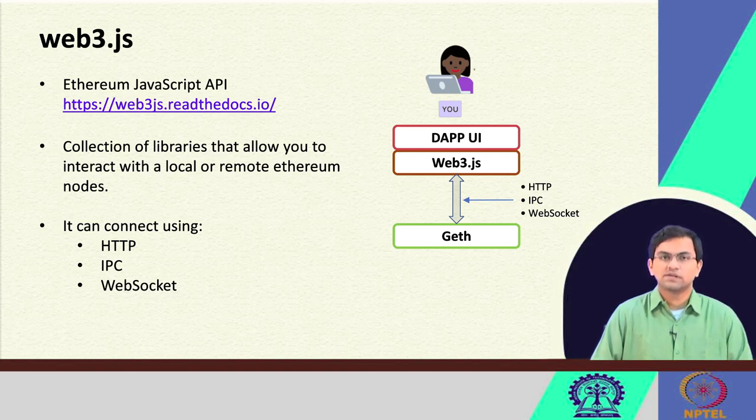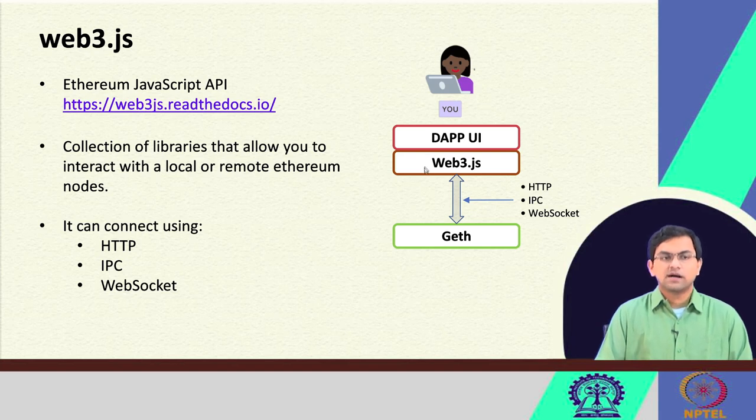Whatever we were doing in the last lectures through POST requests would be much easier with web3.js. We would be using web3.js to connect to the Go Ethereum client, Geth, and this Go Ethereum client is of course connected to the Ethereum network, be it mainnet or testnet or whatever network. Using this web3.js, the dApp UI can be built, which would ultimately be used by the end user.